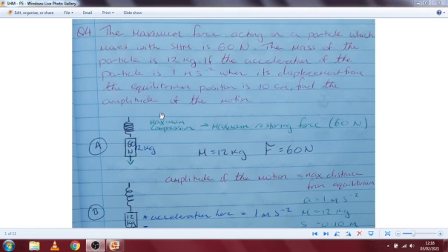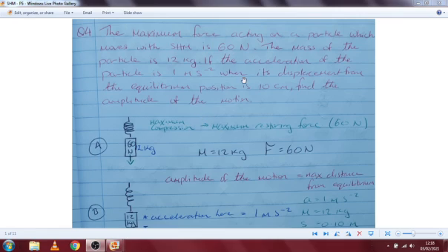Then we're on to question 4, which I think is the most difficult one out of the 8. So it tells us the maximum force acting on a particle which moves with simple harmonic motion is 60 newtons. The mass of the particle is 12 kilograms. If the acceleration of the particle is 1 meter per second squared when its displacement from the equilibrium position is 10 centimeters, find the amplitude of the motion.